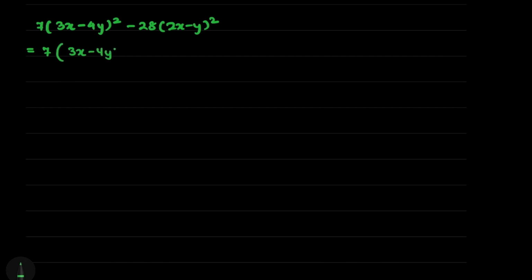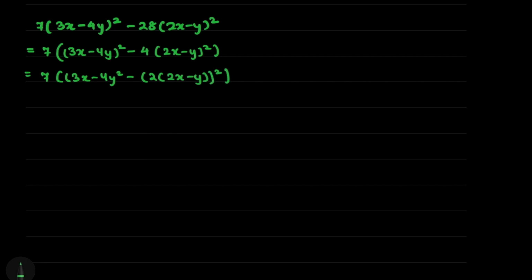Moving on, let's try another question. So in this question, we'll need to solve by first understanding what's happening over here. So let's try to take out all the common factors here. So we have 7 and 28. When we take out a common factor of 7, we are left with 3x minus 4y whole square minus 4 (2x minus y) whole square. This 4 can go inside the square bracket, and we can write that as 7 [(3x minus 4y) square minus (2 into (2x minus y)) whole square].